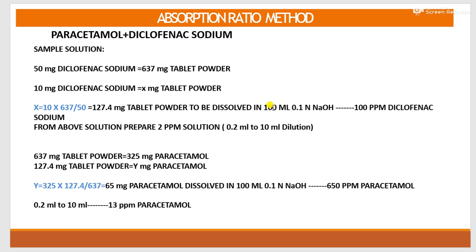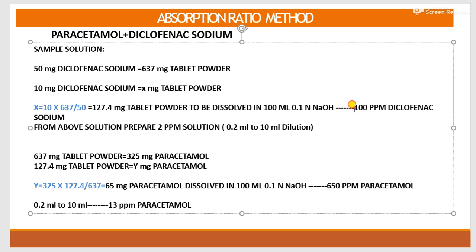A small volume of 0.1 normal NaOH is added. Sonication is done, and then the final volume is made up to the mark, that is 100 ml, again with 0.1 normal NaOH. The solution is sonicated so that you can get proper dissolution of your API. So initially you will get a 100 ppm solution of diclofenac sodium. From this, a solution having 2 ppm diclofenac sodium is prepared by diluting 0.2 ml to 10 ml.